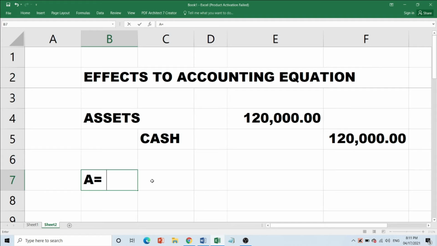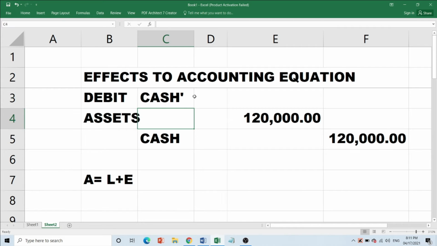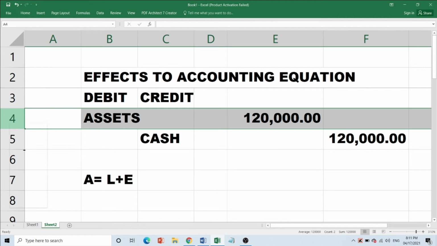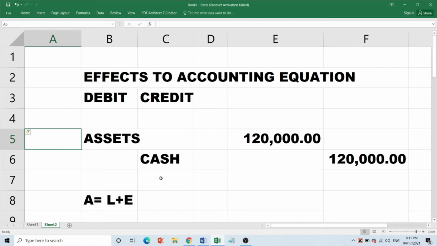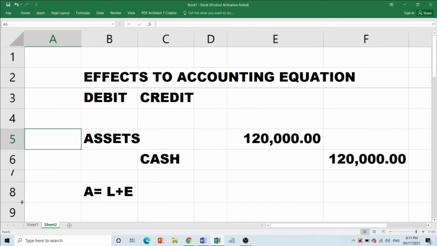Let's take a look at the accounting equation. Assets equals liabilities plus equity. Assets has a normal balance of debit. Nag-debit tayo dito ng assets. Normal balance ni assets ay debit. So, nag-increase siya. So, ito sa ating accounting equation, nag-increase itong si assets. Okay? So, tingnan natin.